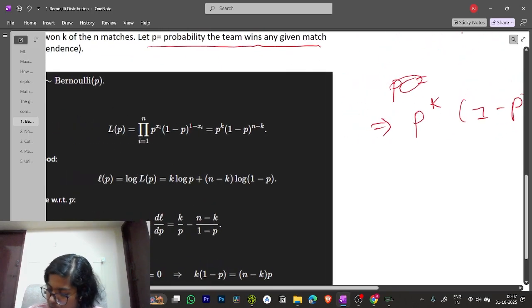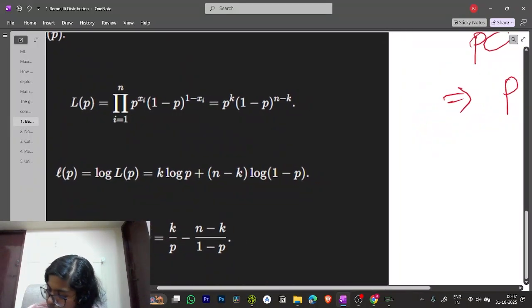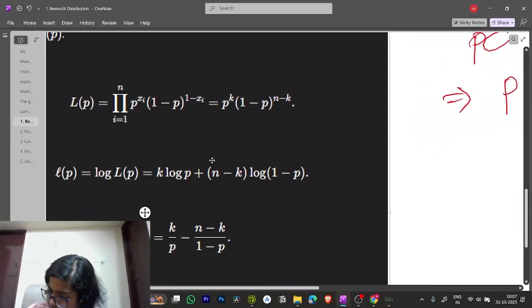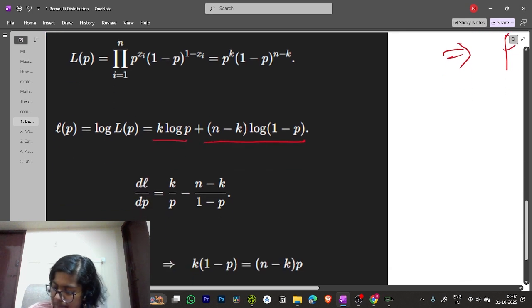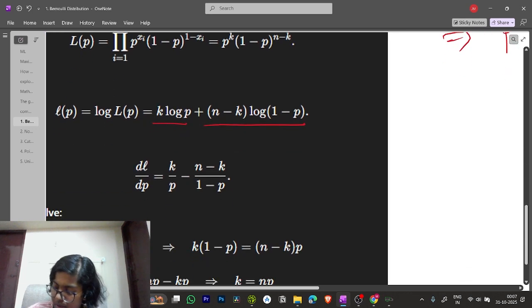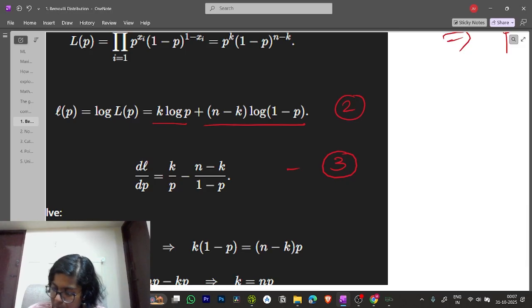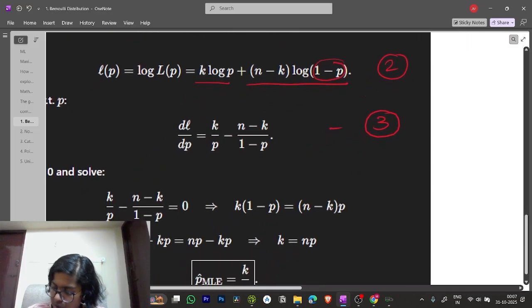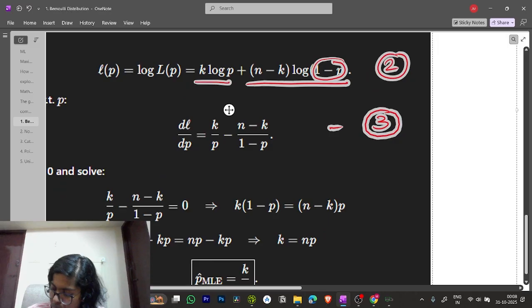So now we find the log. The log of the likelihood is nothing but k log P plus n minus k log 1 minus P. This is step 2, and in step 3 we find the differentiation of it. So here log P differentiates to 1 by P, so k by P minus n minus k by 1 minus P. Why do we do minus? Because here it is 1 minus P, so there's a minus here. Now we equate it to 0.